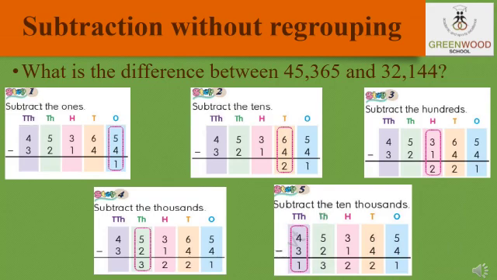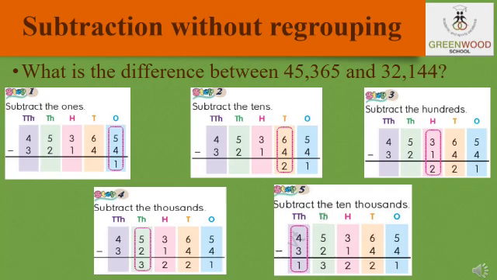What is the difference between 45,365 and 32,144? Step 1, start from ones, that is subtract the ones. 5 minus 4 is equal to 1. Step 2, subtract the tens. 6 minus 4 is equal to 2. Step 3, subtract the hundreds. 3 minus 1 is equal to 2. Step 4, subtract the thousands. 5 minus 2 is equal to 3.